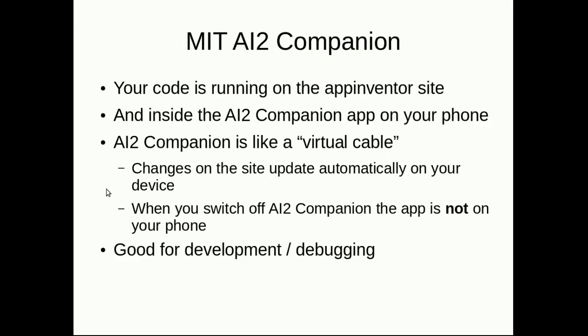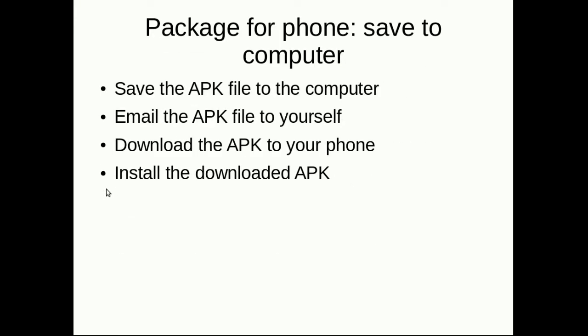So, packaging for phone option. This is kind of option three for getting the stuff off the computer and onto the device. Is to save the file to the computer, which is one of the options in App Inventor. Then email the APK file to yourself, and then download the APK to your phone from your email, because obviously you've got your email on your phone.